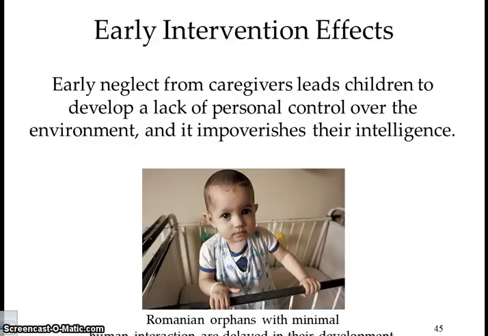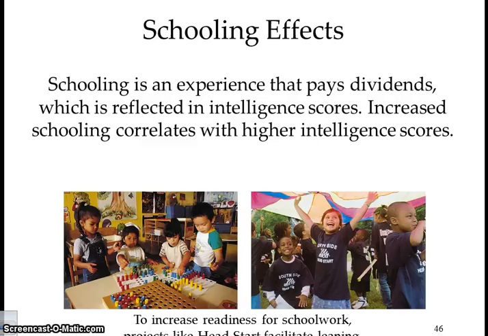So, early intervention effects. If a child is neglected at a very early age, we do see a child's intelligence decreasing as time goes on. It's not like their IQ is going down, it's just that they're not going to gain what they need to. So children who don't get fed, children who are left alone, like in these orphanages, are going to have an impoverished environment, and therefore their intelligence is going to suffer over time. So environment matters. And so does genetics.